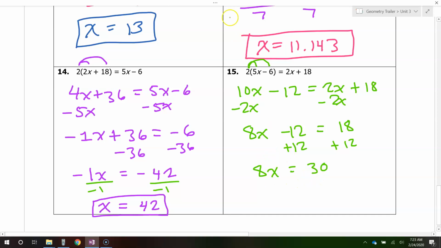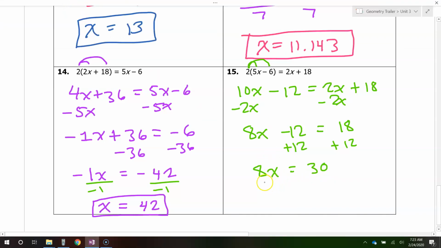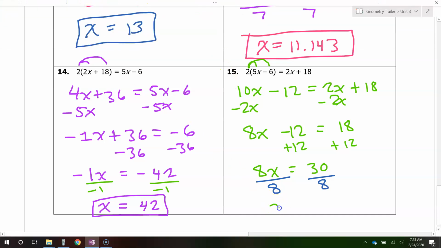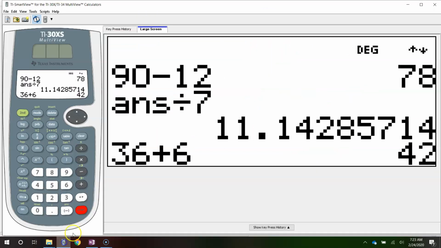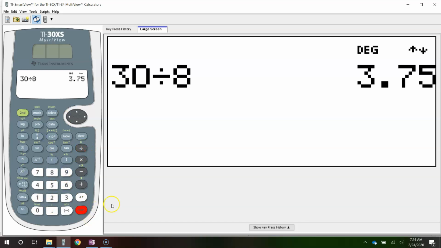So this will be a decimal, because we know that 8 does not go into 30 evenly. So we divide both sides by 8. 30 divided by 8 then, that is 3.75.